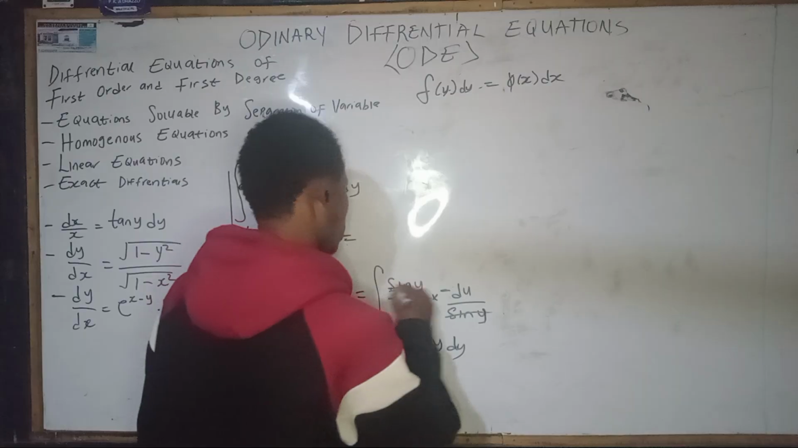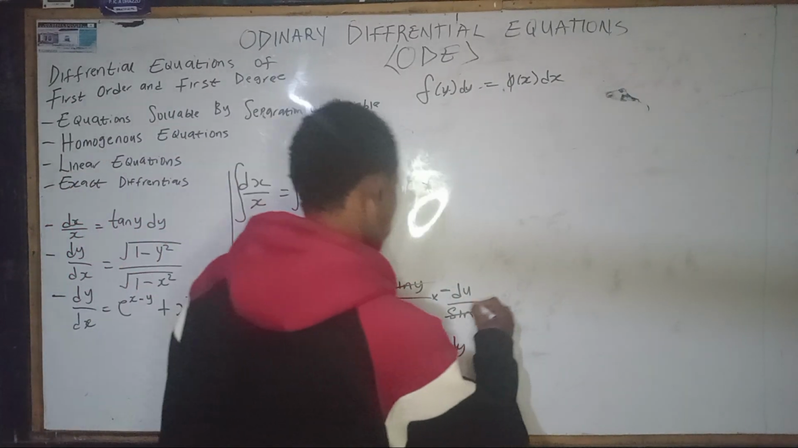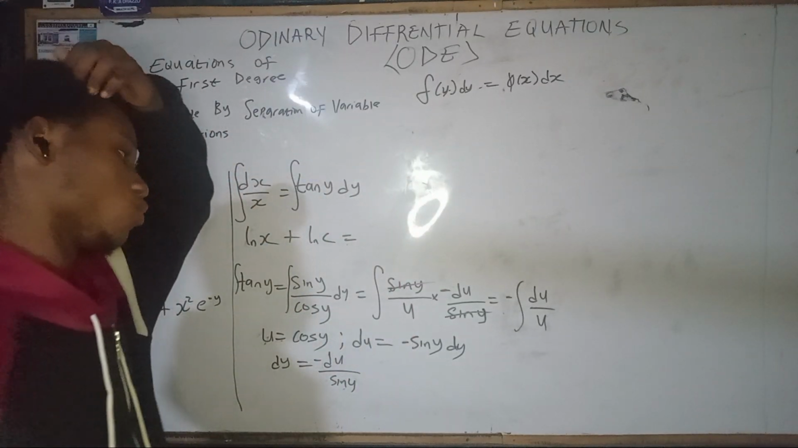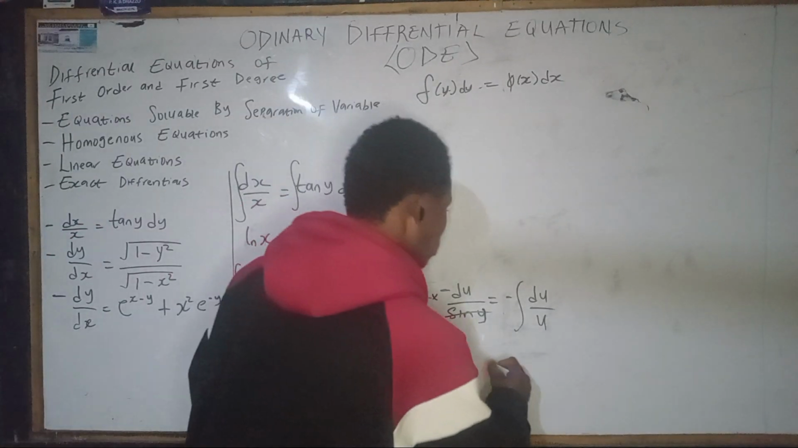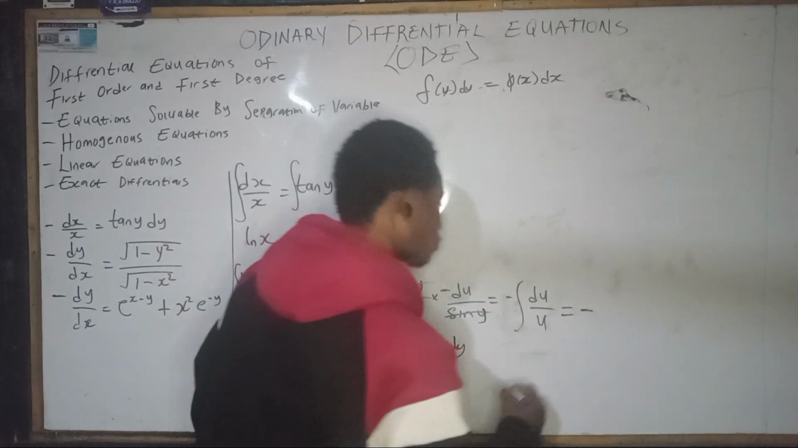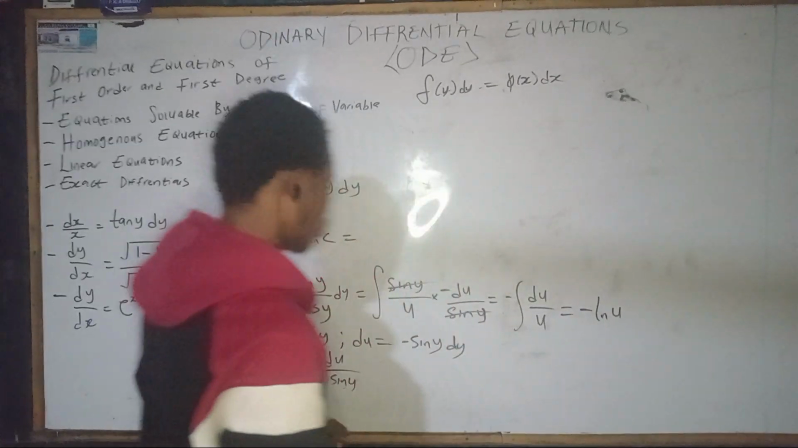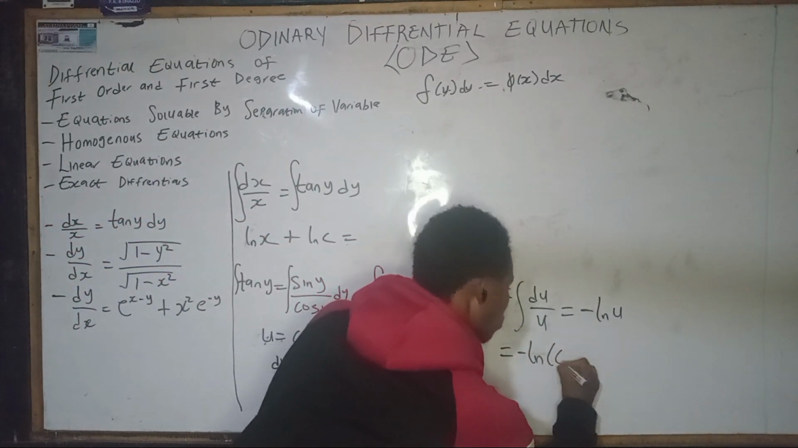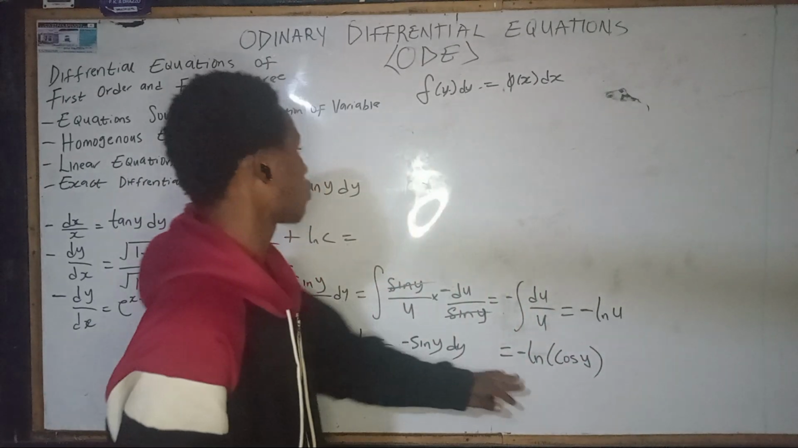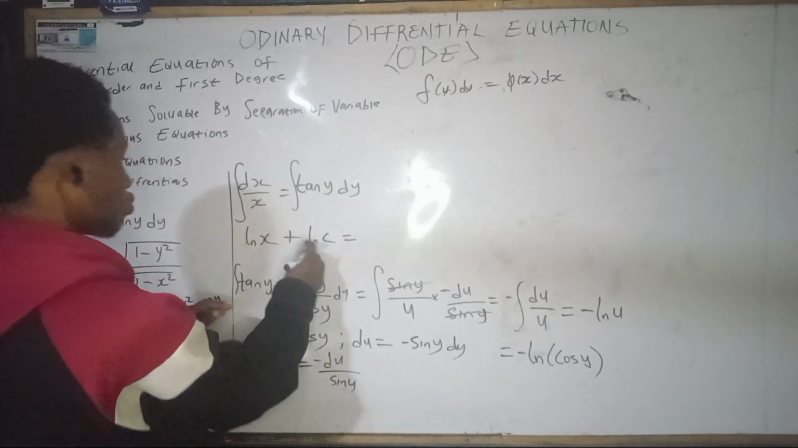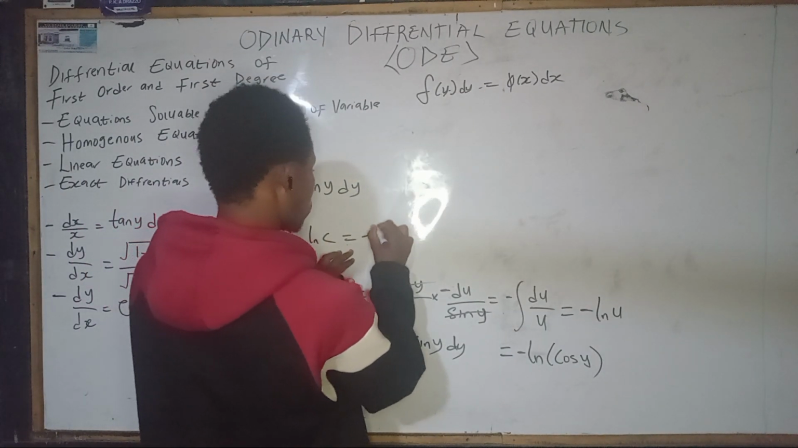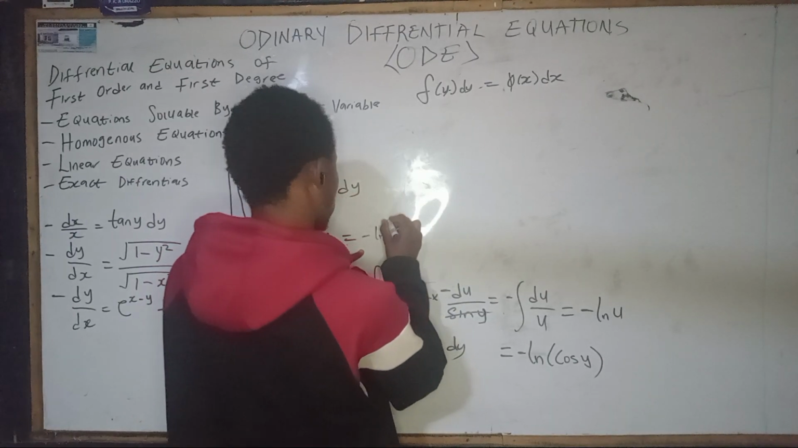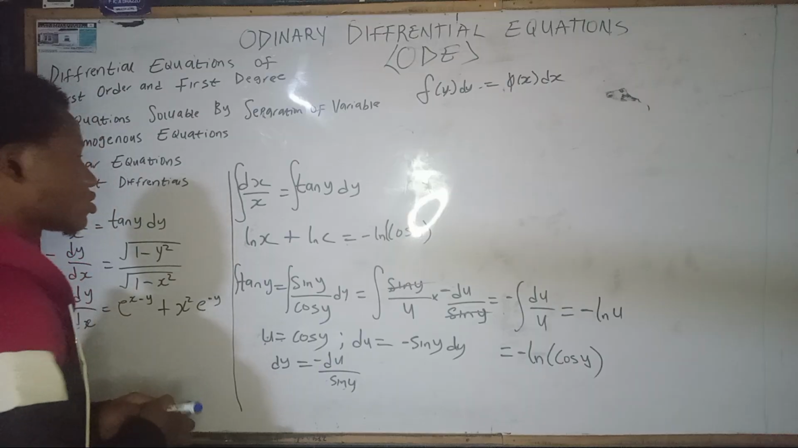Therefore we are going to be having minus the integration of du over u, whereby u is cos y, and at the end of the day this is going to give us minus ln u. Since u is equal to cos y, this will be equal to minus ln cos y. So this is what the integration of tan y is going to give us. So here we have minus ln cos y in brackets.